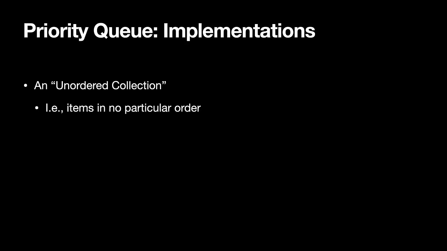Let's talk about the unordered priority queue. So we'll create a priority queue and we'll have an implementation that falls back to using an unordered collection. By that I mean that the items will be stored in no particular order. In this case we'll be a little bit more precise. We'll look at using a linked list.